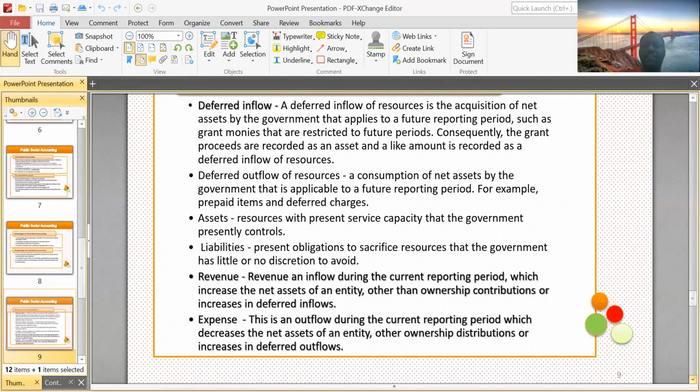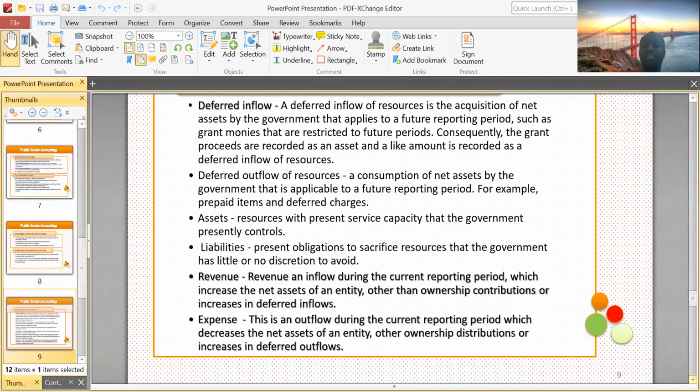Then let's talk about assets. Assets, as we know, are... We all know the basic definition of an asset, but in the governmental sense or the public sector accounting says, these are resources with present service capacity that the government presently controls. Always remember that for an asset to be an asset, it has to be controlled. So these are resources that the government controls. Then liabilities, these are present obligations to sacrifice resources that the government has little or no discretion to avoid. So these are financial obligations or obligations that the government might have.